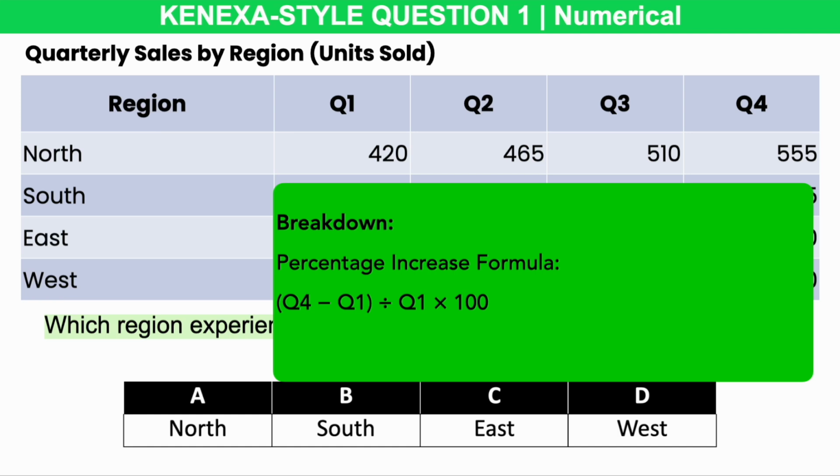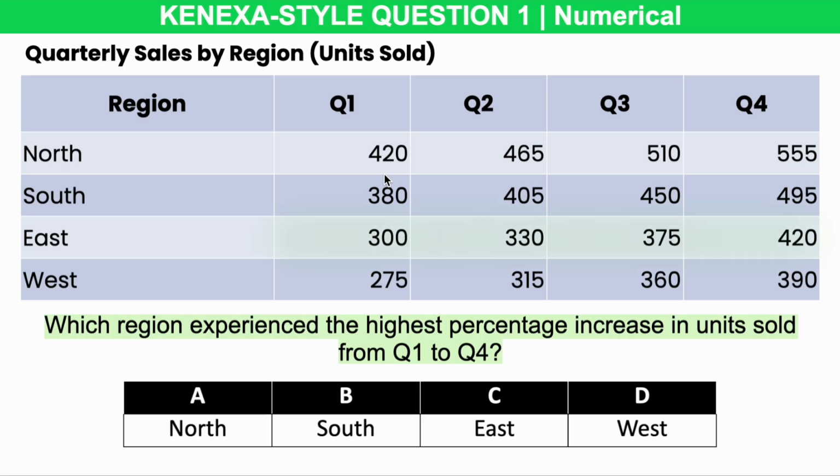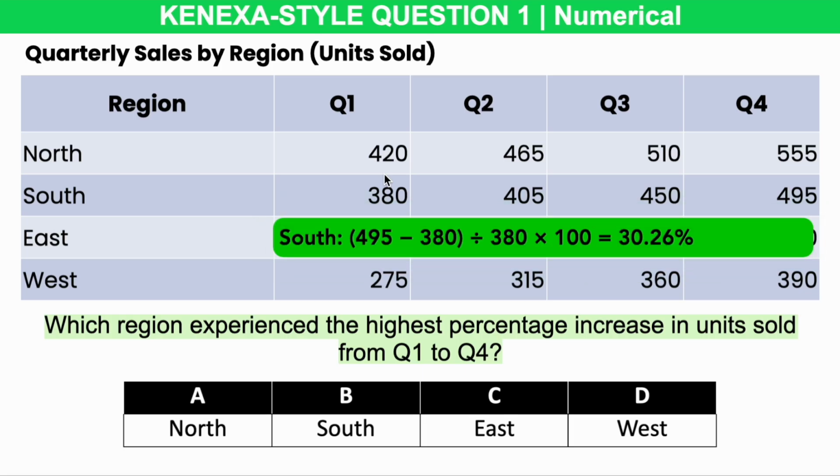So let's take North, for example. We do 555, because that is the Q4 number, minus 420. That gives us 135. 135 divided by 420 multiplied by 100 gives us 32.14%. If we take a look at South and do that same formula, we start off by taking 495, minus 380, and then we divide by that 380 and multiply by 100 to give us 30.26%.